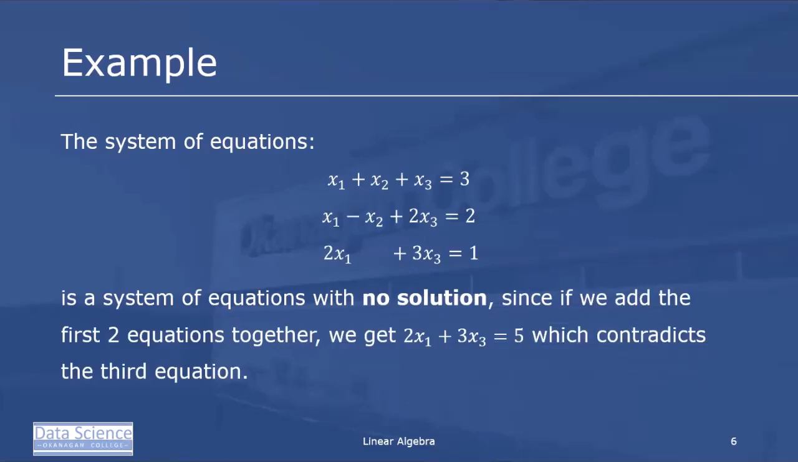Here's a slightly different set of equations. Here our last equation is switched to 2x1 plus 3x3. This is a system of equations with no solution. You can see this because if you add the first two equations together, you end up with 2x1 plus 3x3 equals 5. And we can't possibly have 2x1 plus 3x3 equal 5, while at the same time having 2x1 plus 3x3 equals 1.